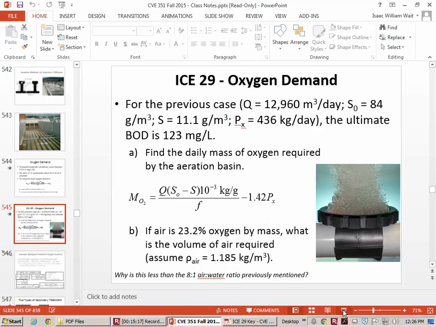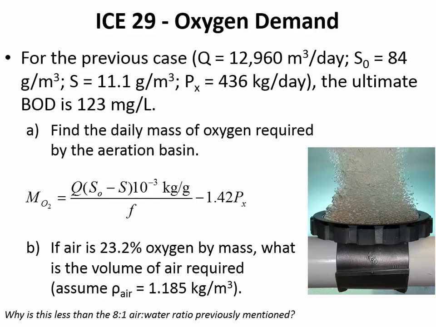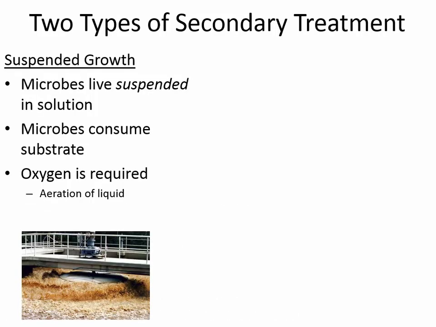We're done talking about activated sludge for now, and we're going to move on to something different. Activated sludge is a kind of treatment that's called suspended growth. The bacteria are floating around inside of the water. So they're suspended in solution, and what do they do while they're suspended? They're eating food and breathing oxygen. So they consume substrate and they require oxygen from dissolved oxygen.